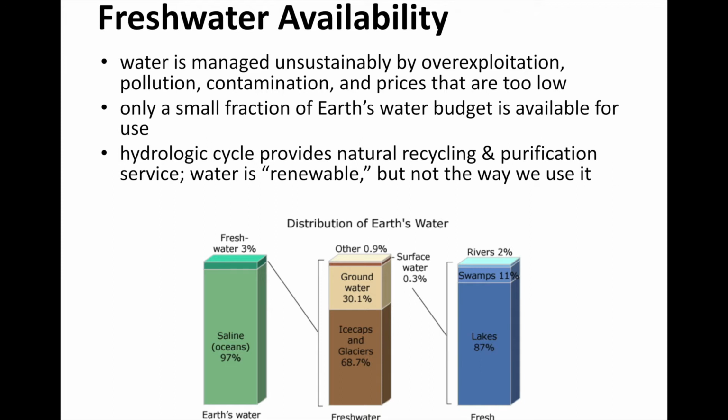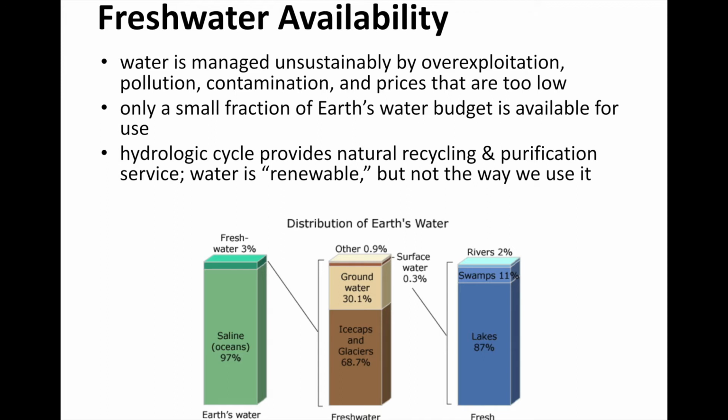Water is maintained unsustainably by overexploitation. We also contaminate water and prevent its usability through pollution and contamination. And we don't factor in a lot of the natural capital costs into the cost of water. So it's an area where we really need to think about how we're making it available to others.